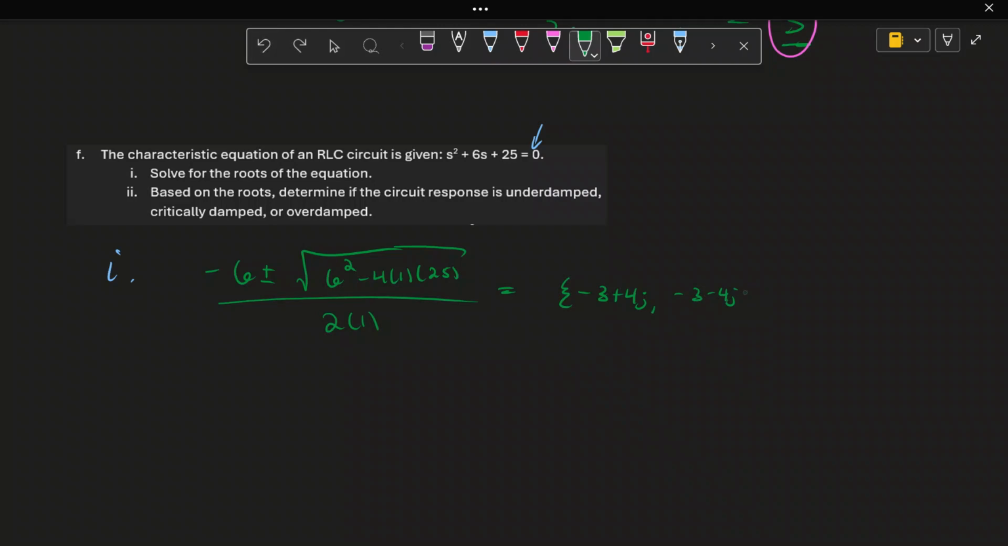What we have here, we have the two roots. We have two complex roots. That's our answer for part A. Now for part B of F right here, it's asking, is it underdamped, critically damped, or overdamped?